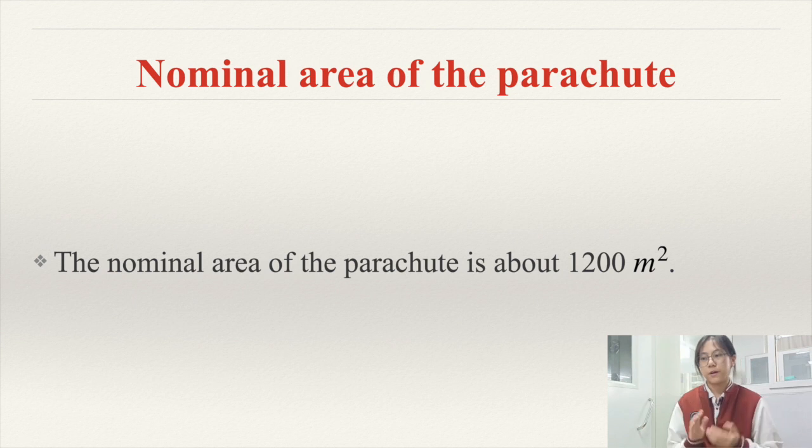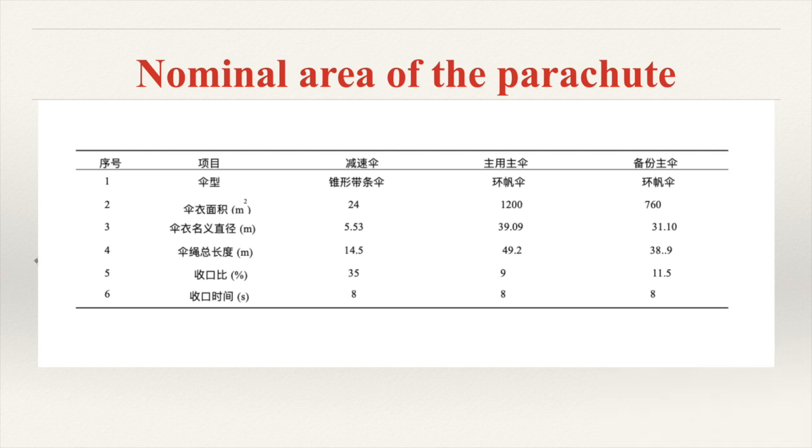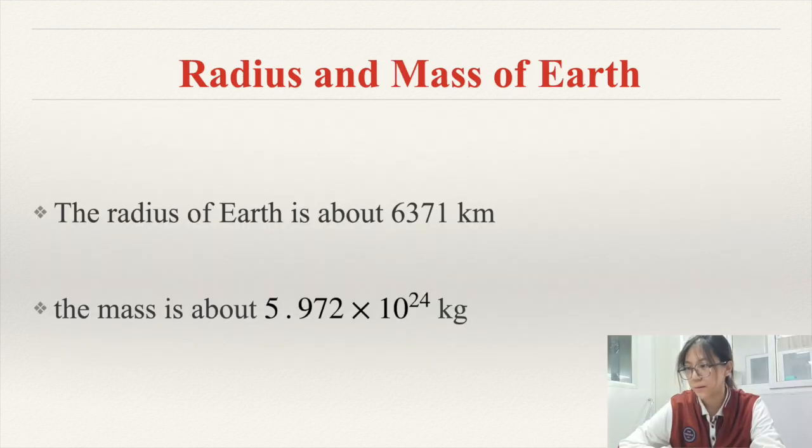Okay, so after all those variables, it comes the constants. First, the nominal area of the parachute, as we looked at the table, is 1,200 meters squared. And the radius of Earth is about 6,300 kilometers. And the mass is about 5.0972 multiplied by 10 to the 24th power kilograms.